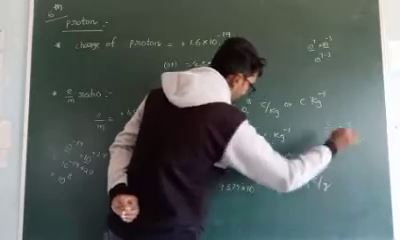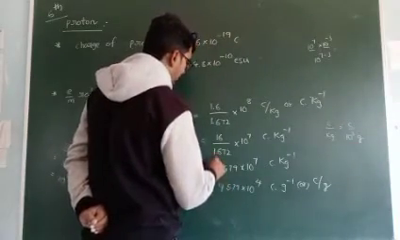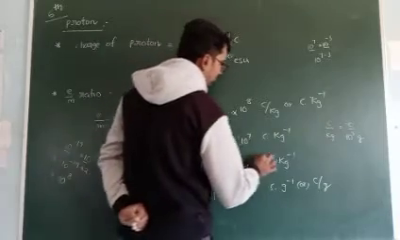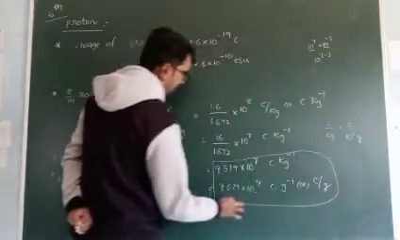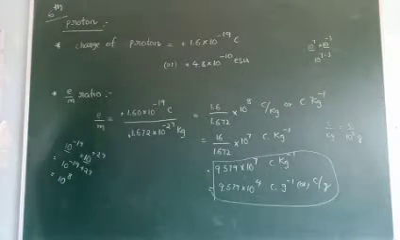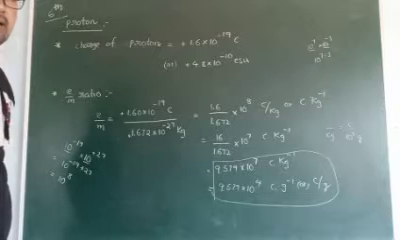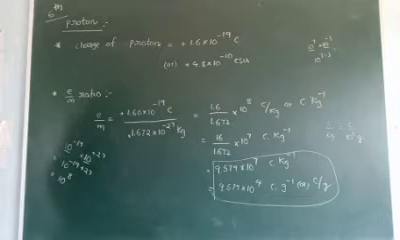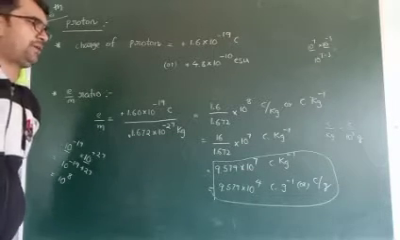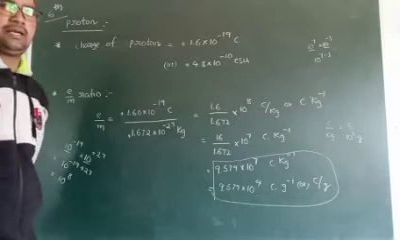So just remember these two values directly: 9.579 into 10 to the power of 7 coulomb per kg, or 9.579 into 10 to the power of 4 coulomb per gram. Okay?